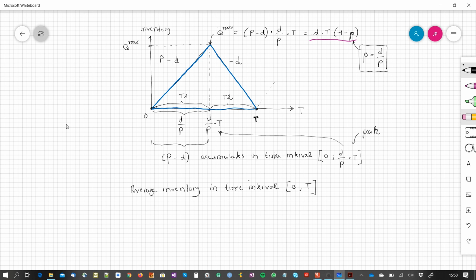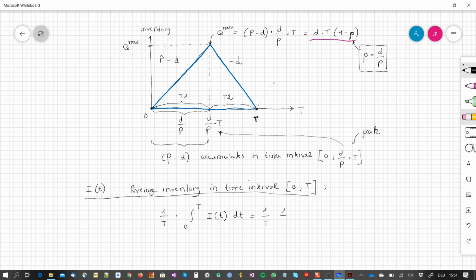And when we denote the average inventory as E from T, we can express it by the integral, where T is our overall cycle length, multiplied by the area from 0 until T. This is E from T dt. And this can then be denoted with our peak formula.